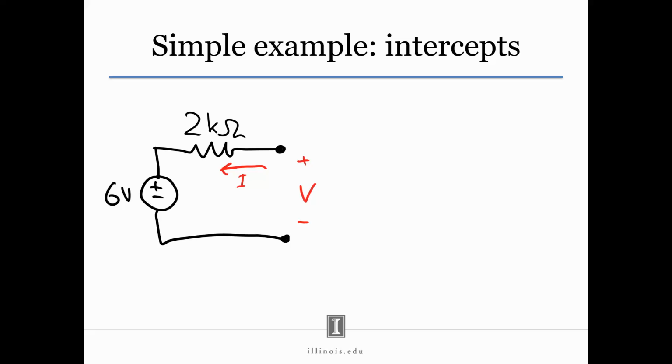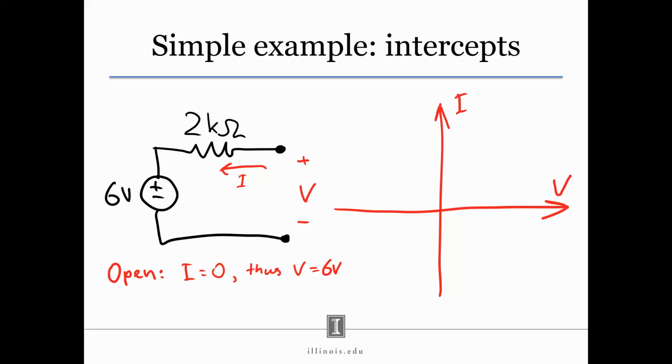Okay, let's use a different method: the intercepts method. First we draw the IV axes, and then we think about it this way. If the circuit is open, like it's shown right now, there's going to be no current flowing across the 2 kilo ohm resistor. It's just an open circuit, so no current can flow. We didn't complete the loop. Therefore, there's going to be a voltage across the terminals that's equivalent to the voltage source, 6 volts, because there is no voltage drop across the resistor. So our V is just 6 volts in this case.